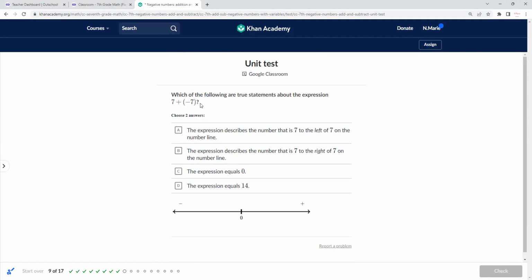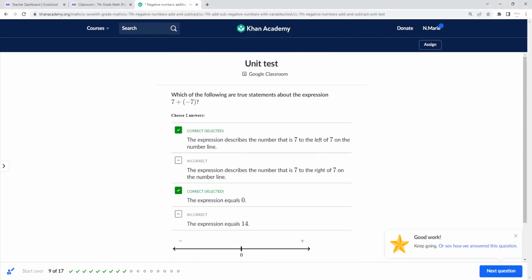If I had 7 plus -7, well, if I had 7, it would be over here. If I added -7, I then would go there and I would end up at the 0. The expression does equal 0. I would start at the 7 and then move to the left, not the right. It's decreasing, not increasing.